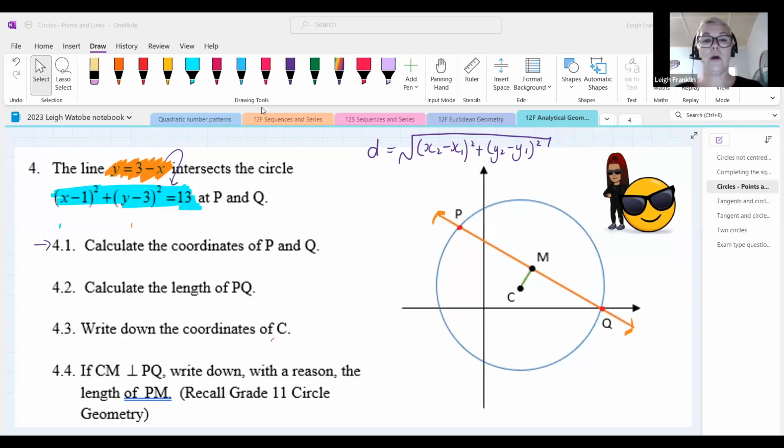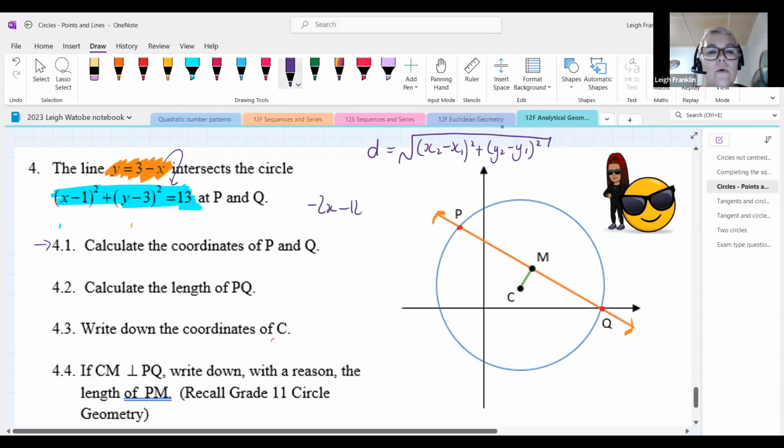When you say afterwards must I substitute or factorize, at what point are you? So, ma'am, right now I've got negative 2x minus 12. Just say that again. Negative 2x minus 12 equals 0, ma'am, in 4.1.